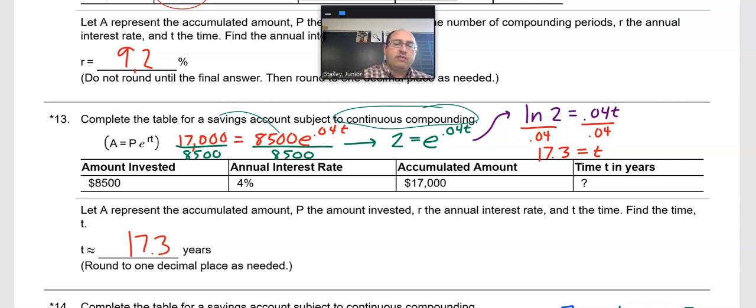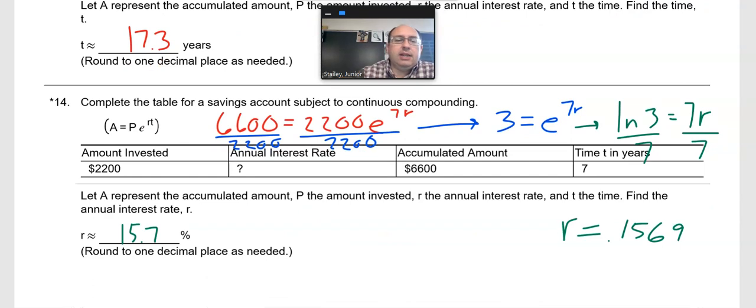The first thing we do is divide the 8,500 to the other side because you can't multiply 8,500 and e together because they don't have the same exponent. Okay? Then, since we don't know the exponent, change to log, and since it's base e, we go with natural log. Natural log of 2 equals the exponent 0.04t, divided by 0.04, 17.3 years. Going to take a little bit of time to double that at that low interest rate. But if you got the time, you can double it.